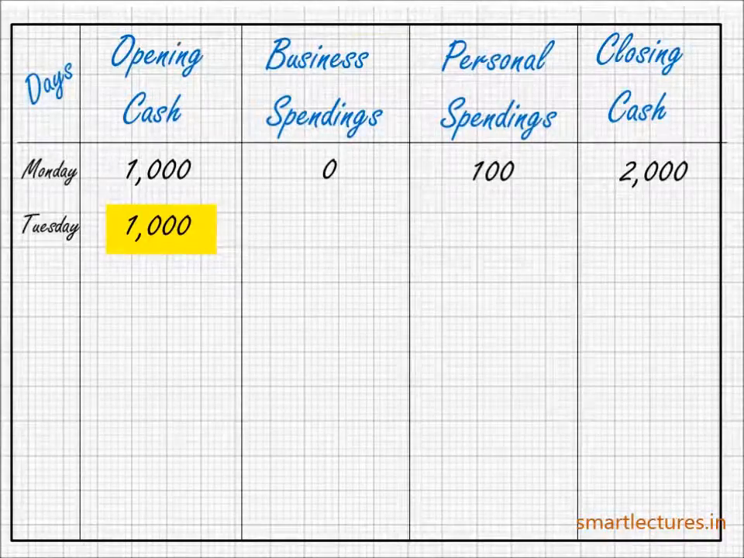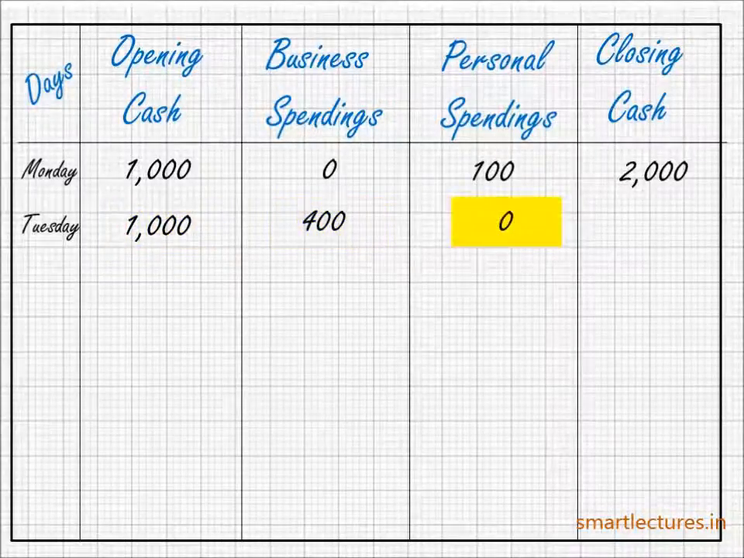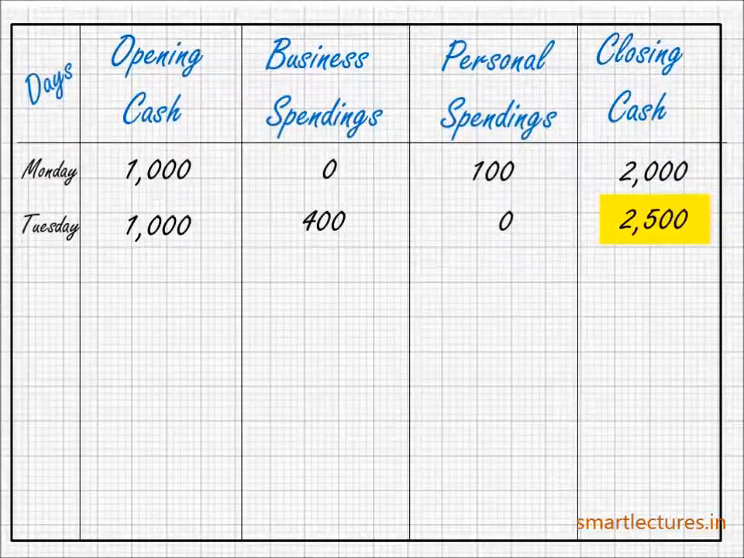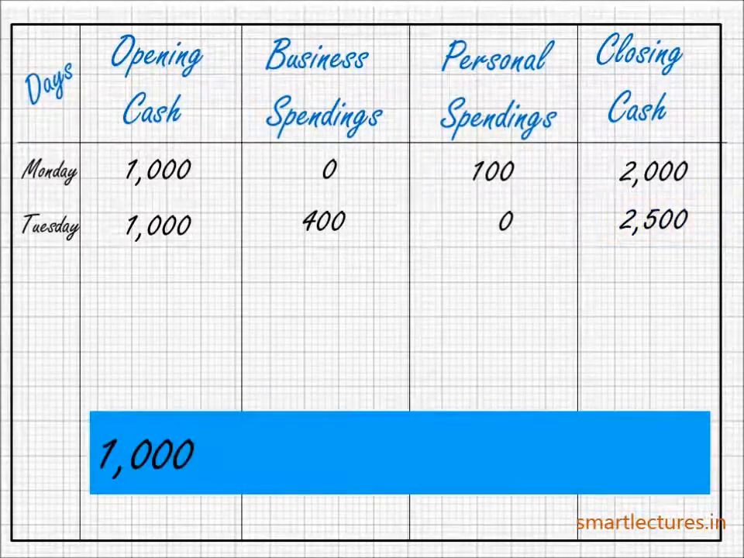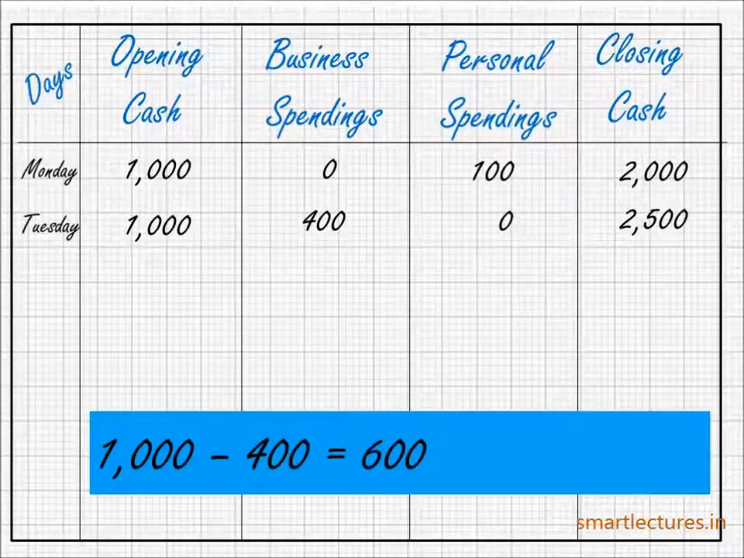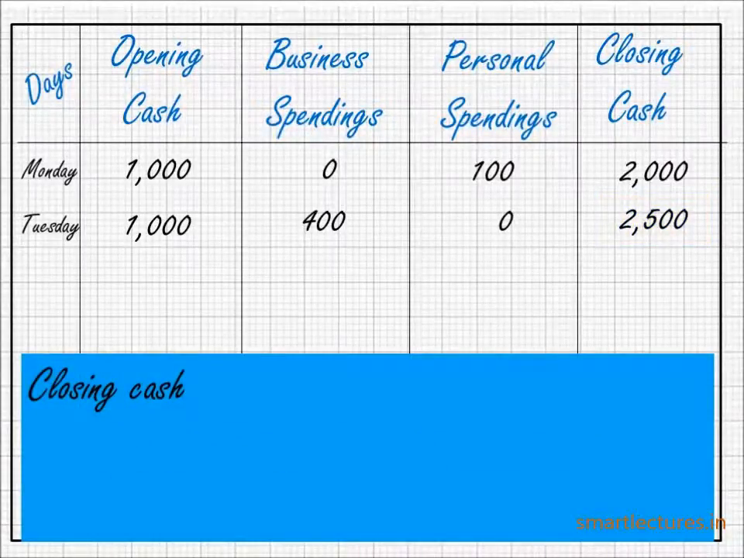Now for Tuesday: opening cash 1000, business spending 400, personal spending 0 and closing cash 2500. What does it mean? On Tuesday morning he left the home with rupees 1000. Out of that he had to buy some stuff for the computer to get it fixed, rupees 400. It means now he had only rupees 600. But when he came back home he had rupees 2500. Now I want to know how much money he earned from the clients on Tuesday.